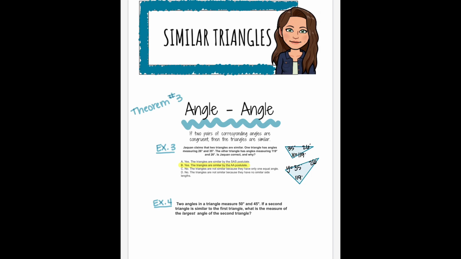So 180 minus 50 minus 45 is 85. Let's just say if we did have this triangle and we had these angles 50, 45, this one up here would have to be 85. So if another triangle is similar to that, it might be larger or smaller, but the angles are still going to be the same measures. So the largest angle is 85 degrees.